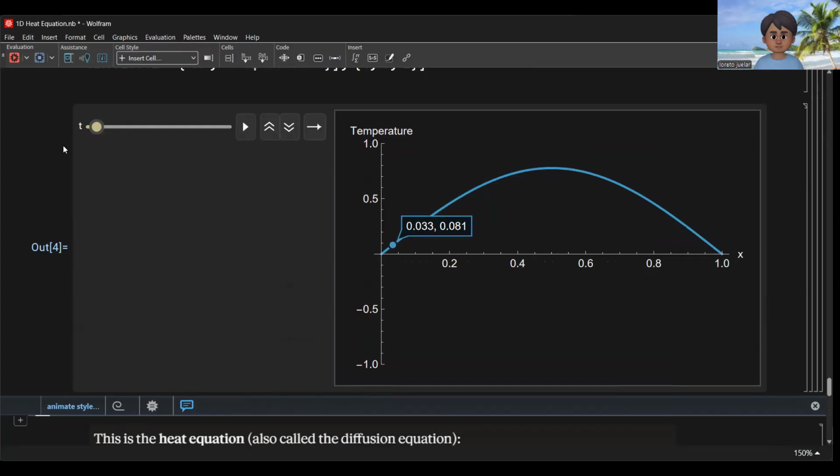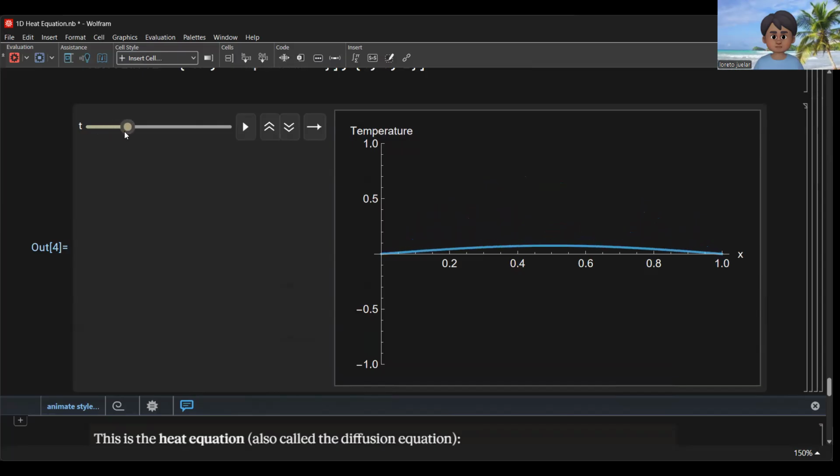Now we have the time control here. We have the time equal to 0. As we increase the time, we can see the maximum temperature at time equal to 0. As we increase the time, the temperature also decreases until such time that the temperature becomes completely equal to 0.